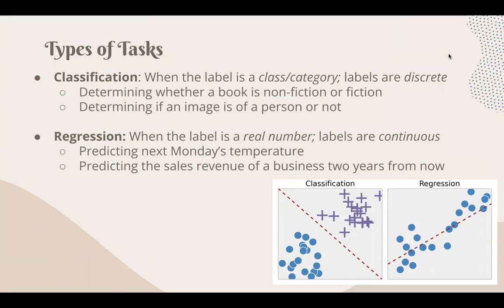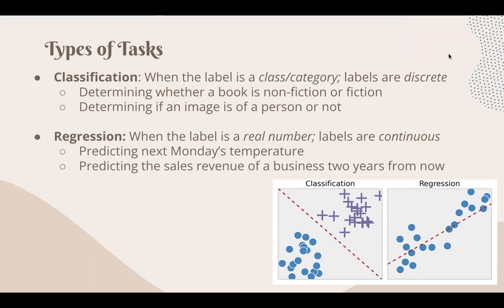Some other examples are determining whether a book is fiction or nonfiction, or determining if an image is of a person or not. So yes or no. And again, you need not have only two categories. You can have as many as you want or as many as the model will account for. But just for the sake of simplicity during this presentation, we're going to work with two.